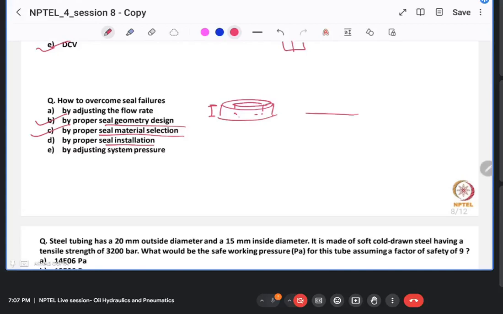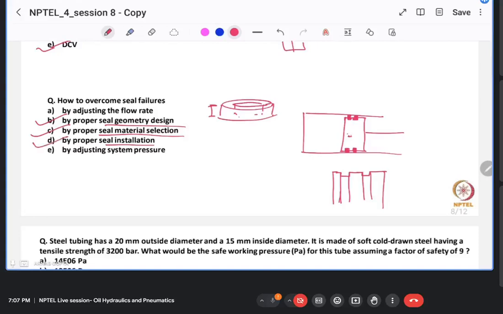Generally, if you have a cylinder like this, there is the piston. Here you give the seals, O-rings generally. Two grooves are cut on this piston around, these are peripheral grooves. In between the grooves, the O-rings are installed. So this installation is also important.